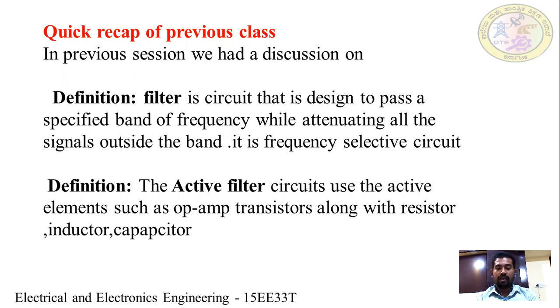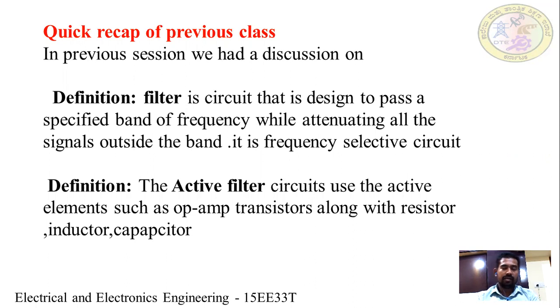These filters are further classified as passive filters and active filters. Active filters use active elements such as op-amps and transistors along with resistors, inductors, and capacitors. An active filter is a type of analog filter which uses active components such as transistors and op-amps, along with passive elements, to pass electric signals in specified band frequencies. These are called active filters.